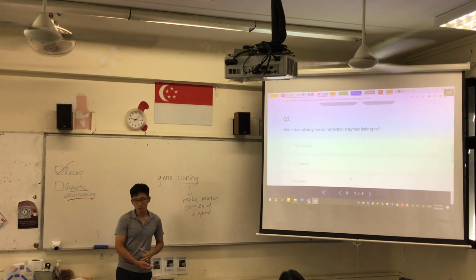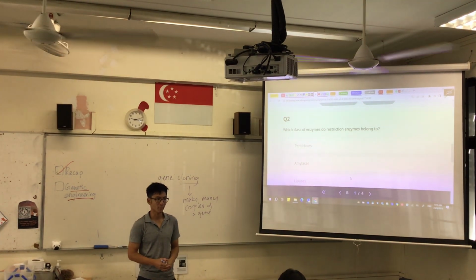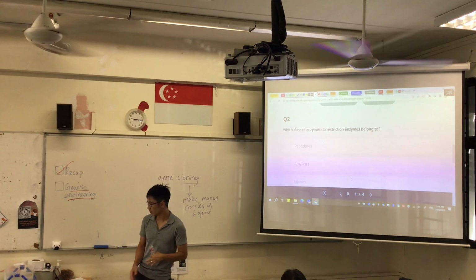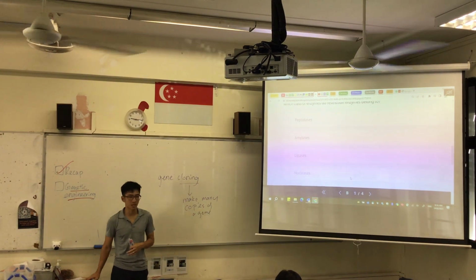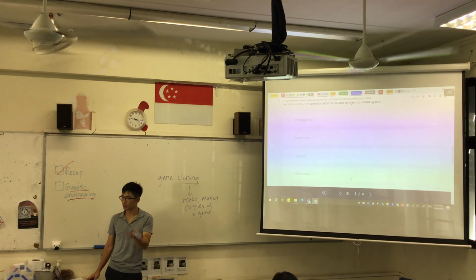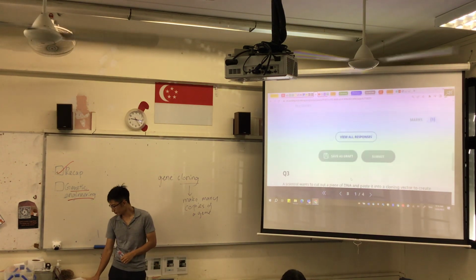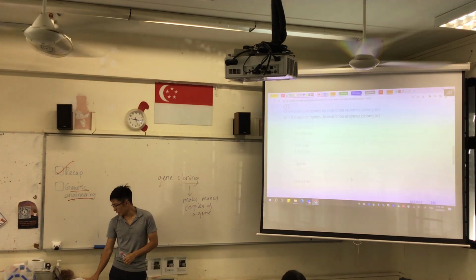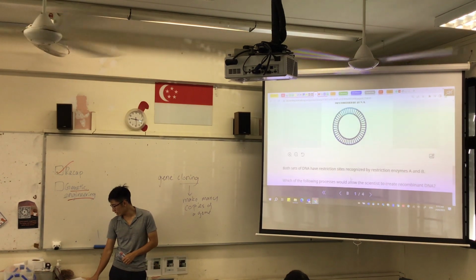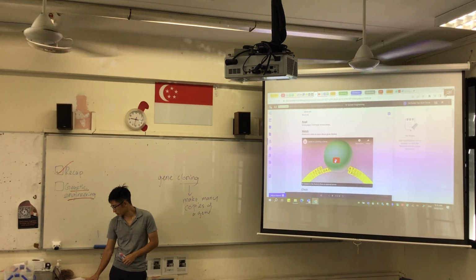Next, which class of enzymes do restriction enzymes belong to? Okay, you will hear the word restriction enzymes. I'd like you to find out what kind of enzyme it is. You see the spread of enzymes here? They are enzymes we have learned before in year 3. So questions 1 and 2 are questions that we're going to work with. Ready?